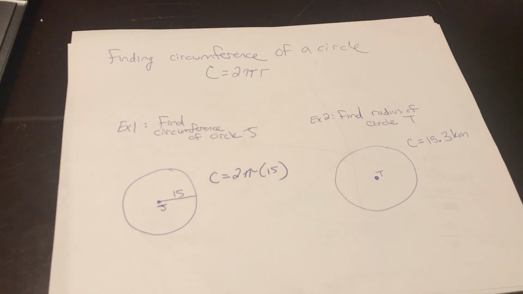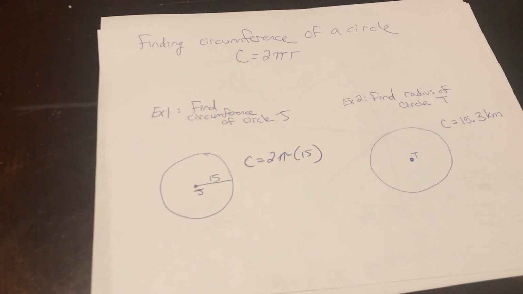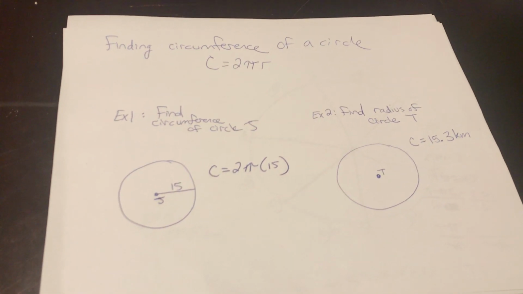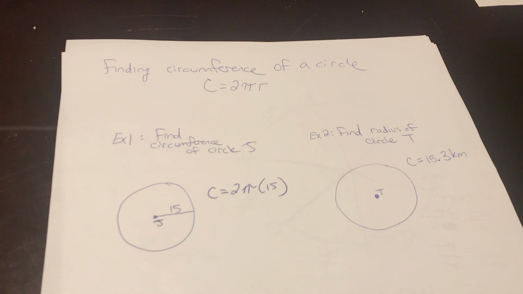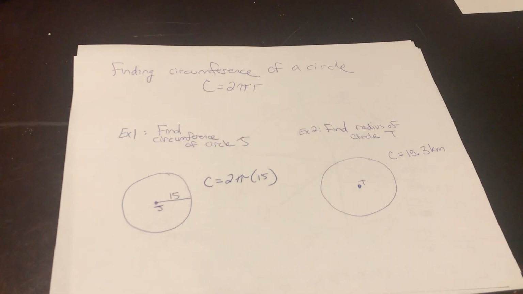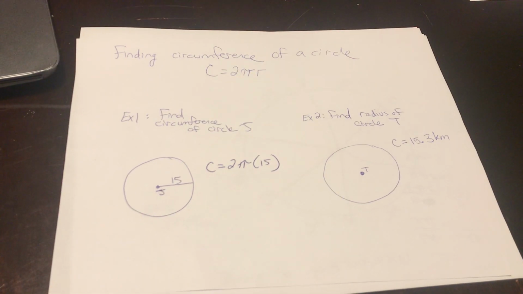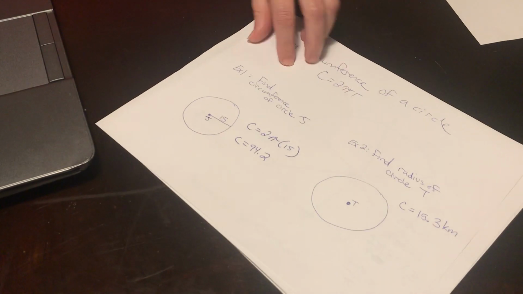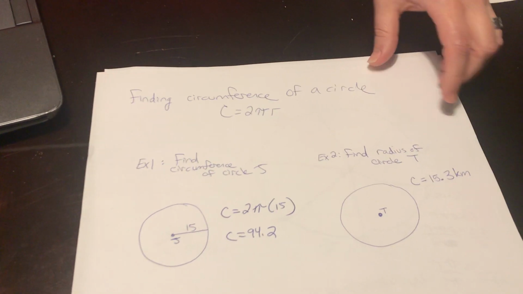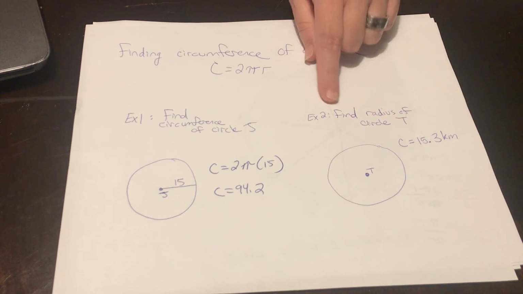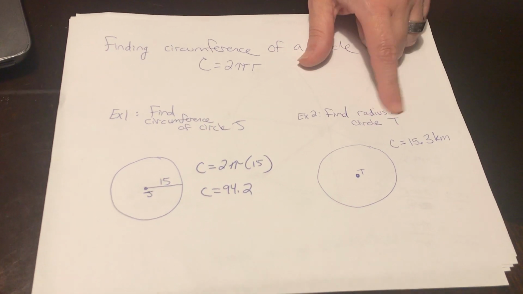Next, put it in the calculator. All you have to do is put 2 times pi times 15, because that's the radius, and let's see what we get. You can put either pi or 3.14, whatever is easiest. And that comes up to 94.2. So the circumference for this circle is 94.2. These ones are pretty simple. Now, sometimes they're going to give you the circumference, like this one, and they want you to find the radius of circle T.